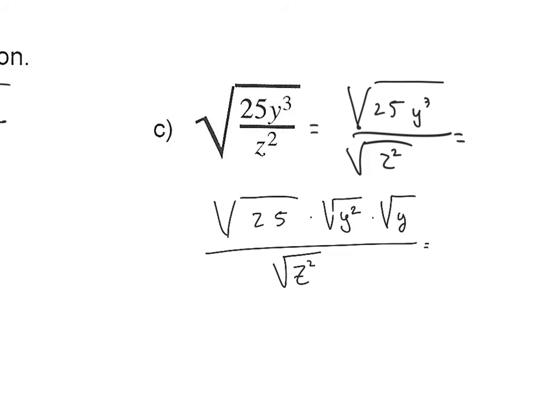So the square root of 25 is going to give me 5. The square root of y squared is going to give me y, and then I have left behind the square root of y, over the square root of z squared is going to be just z. So there you have it. We are simplified as much as we can right there.